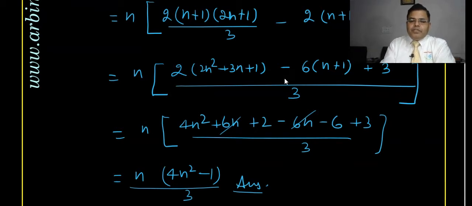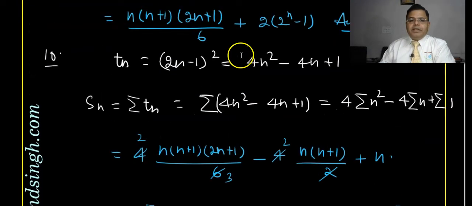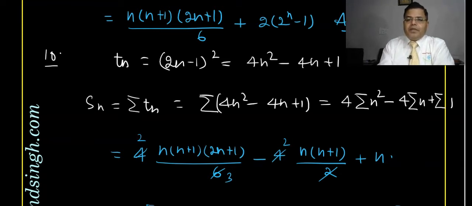If you want to check it, you can put n is equal to 1. Then what will happen? 4 into 1 square, that is 4. 4 minus 1 is 3. 3 by 3 is cancelled and 1 will be left. So the first term of the sequence is 1. Although it is not given here, you can put n is equal to 1 in the given Tn. Then 2 into 1 is 2, 2 minus 1 is 1, 1 square is 1. So the first term is already 1. So you can verify like this. I hope you got this, isn't it?